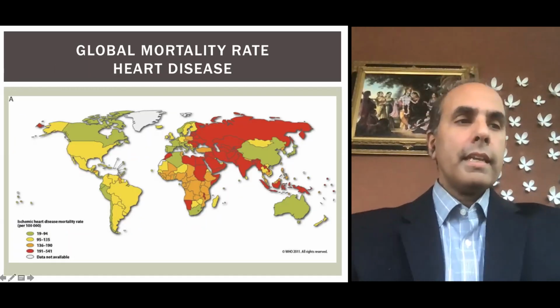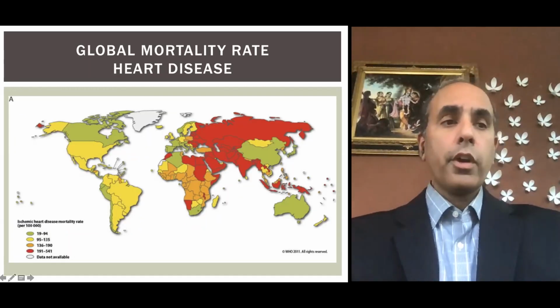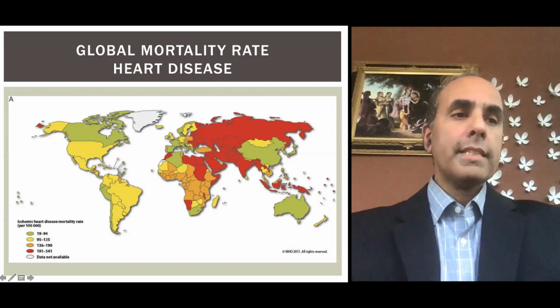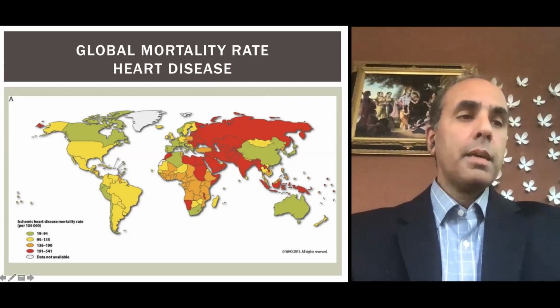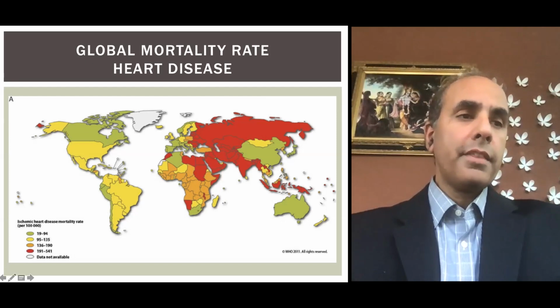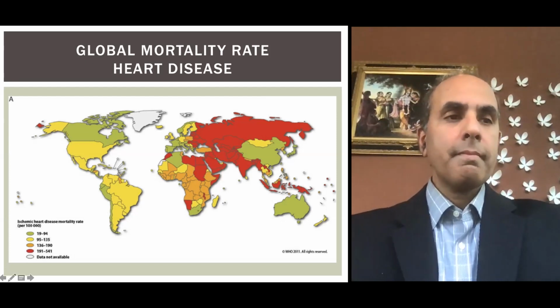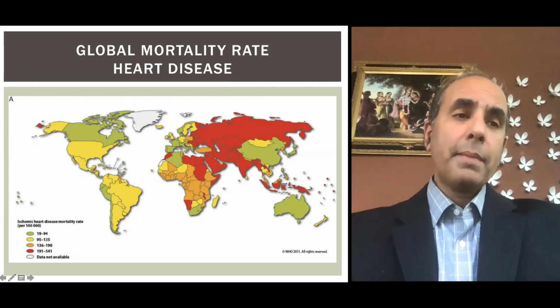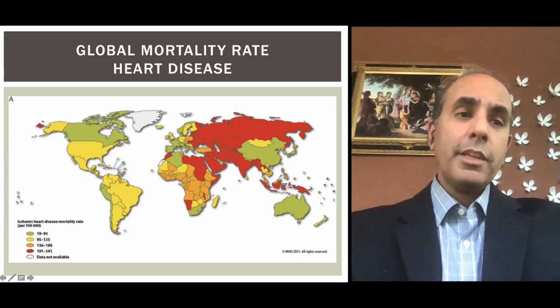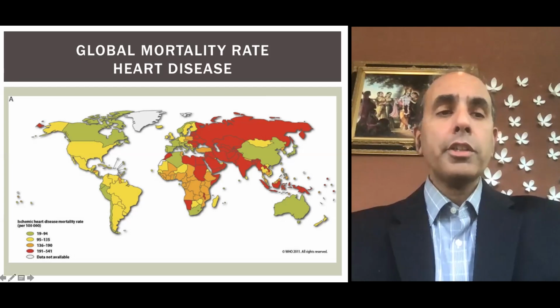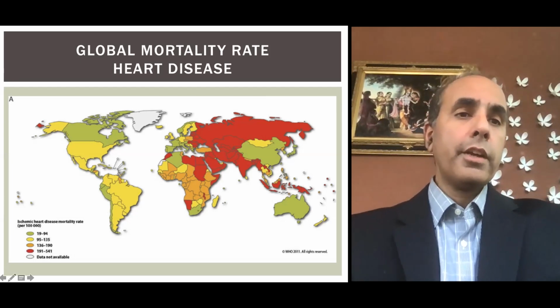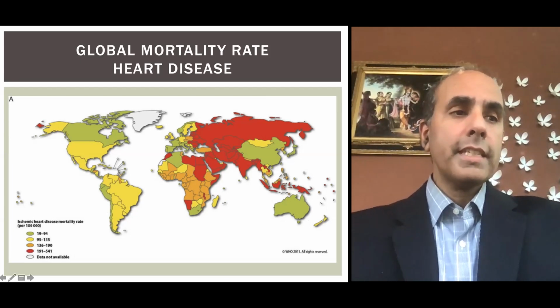Now, I think we can group diabetes with heart disease because diabetes raises the risk for heart disease so much. India has amongst the highest rates of death related to heart disease. In these kinds of maps, red is typically bad. And you see India as bright red here. For India, there are about 200 deaths for every 100,000 people related to heart disease.